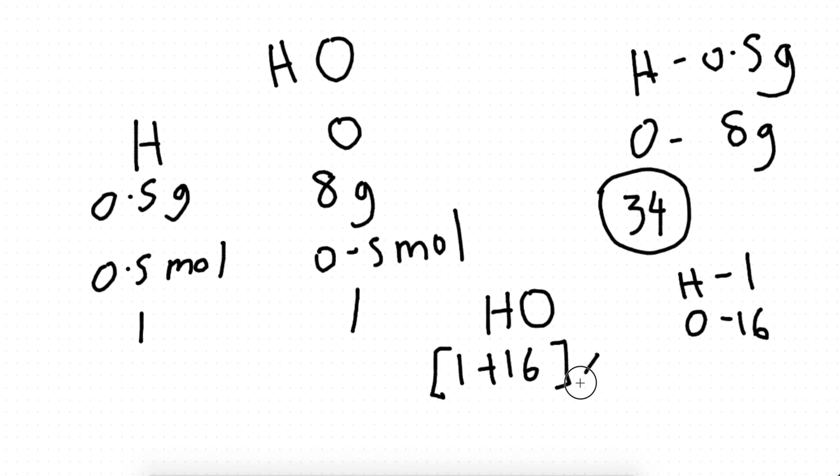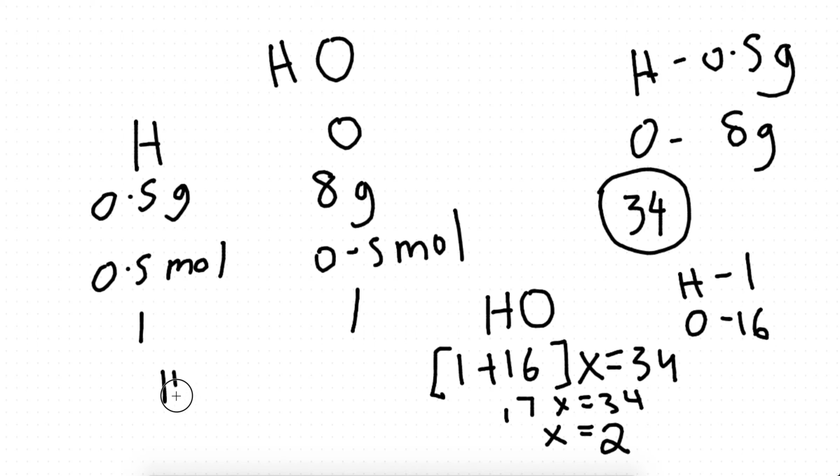multiplied by the factor. Remember, molecular mass is all about the factor, equals 34. 16 plus 1 is 17. 17 times x is 17x equals 34. X is equal to 34 divided by 17, which is 2. Now we multiply this factor with each number here. Fortunately, both numbers are 1 and 1. So our molecular formula will be H2O2.